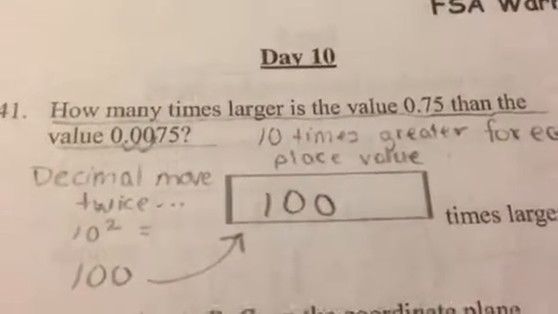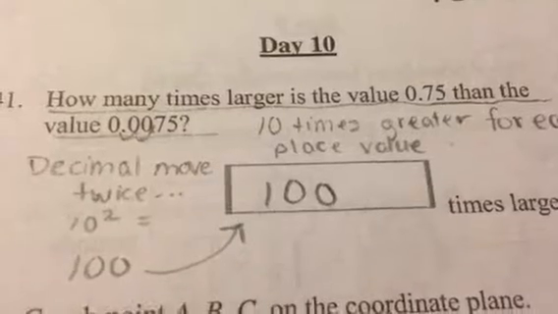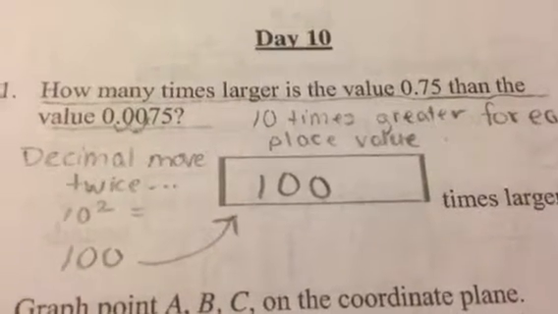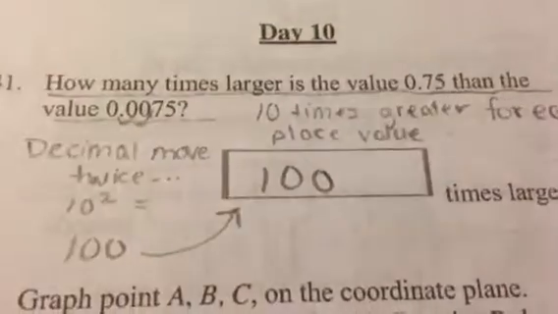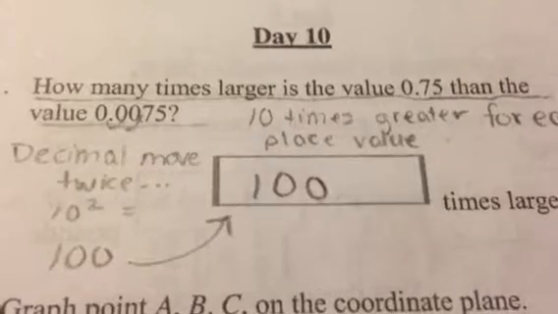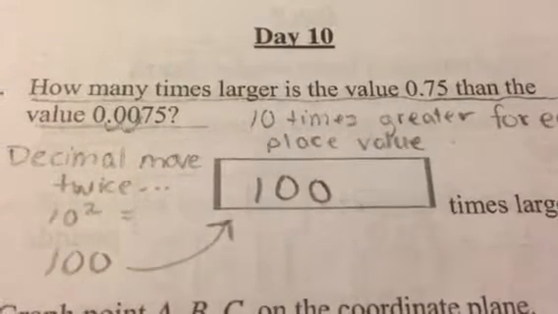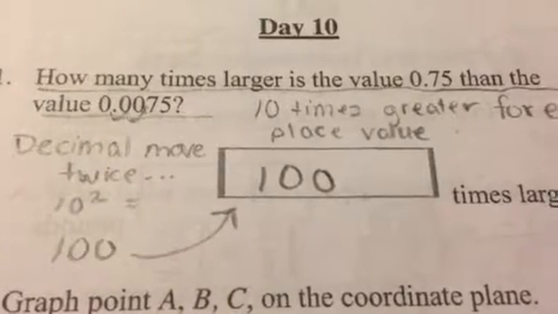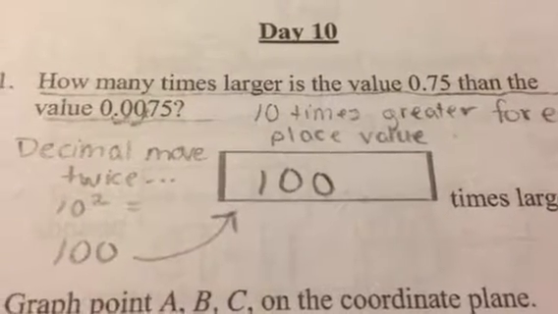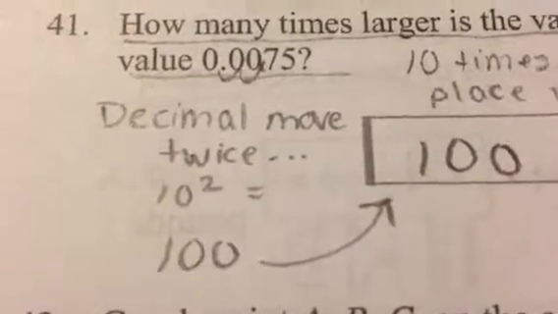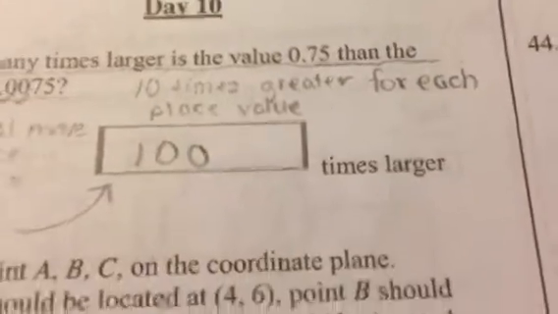So number 41, how many times larger is the value of 75 hundredths than the value of, and that is actually not a number that we use in 5th grade, 0.0075. Now, this is place value. As you can see, they're using the same digits, 7 and 5. They've just moved over the place value. Since that decimal traveled over 2 times to get right in front of the 7, 5, you're thinking 10 to the power of 2, which would be 2 zeros, 100, so it is 100 times greater.